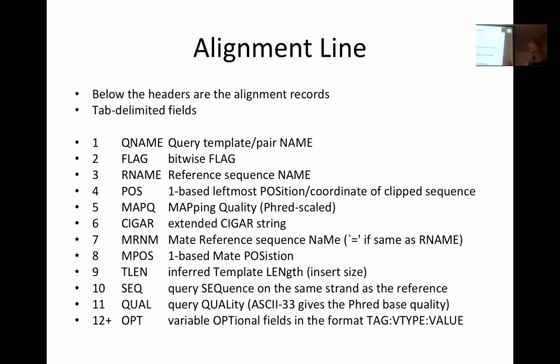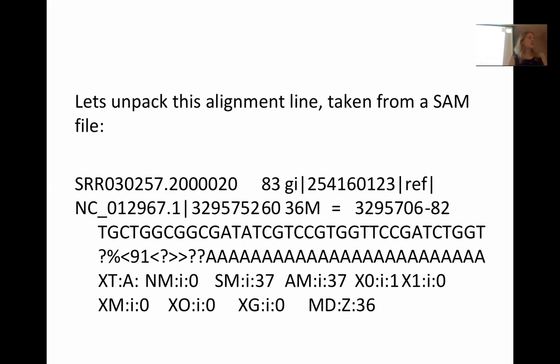It tries to infer the template length. So if you have these pairs, it tells you how far apart they are, or if they map to different chromosomes, that maybe there's some kind of structural variation here. More quality information, and then a bunch of optional fields that we'll talk about in a minute too. So tons of information. This is an example of a single line from a SAM file, and we're gonna unpack this field by field.